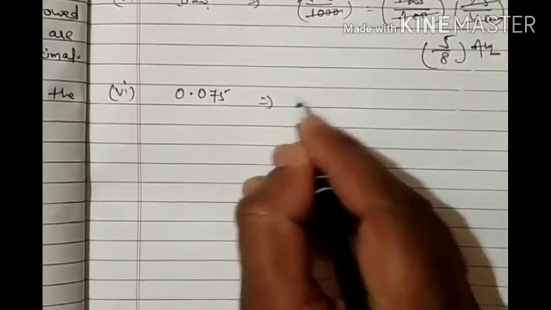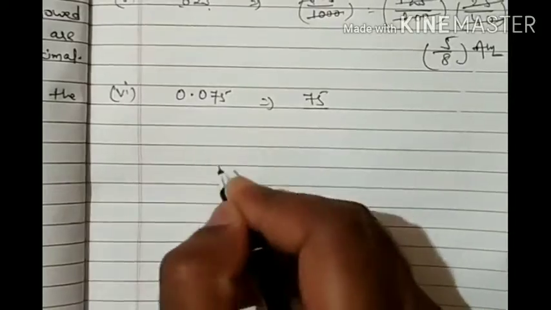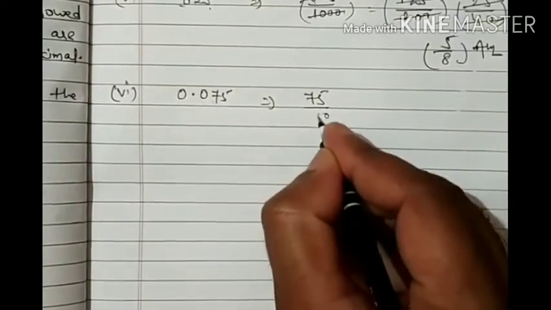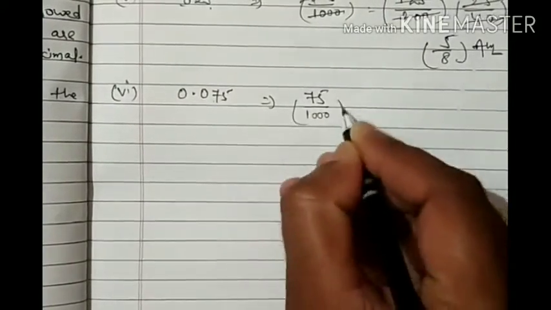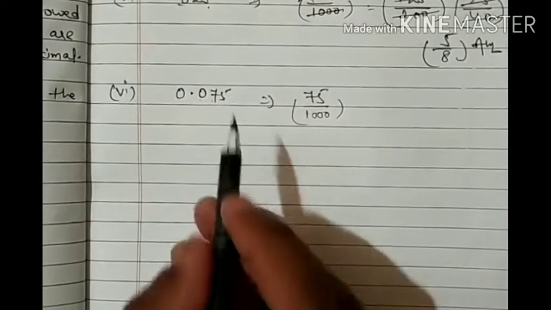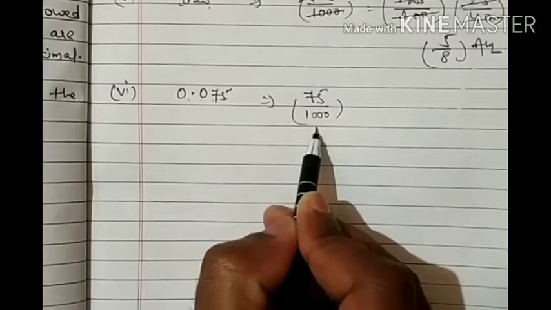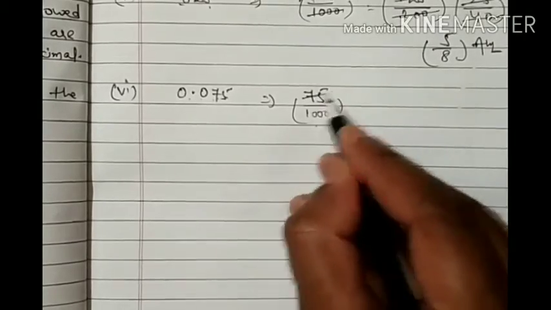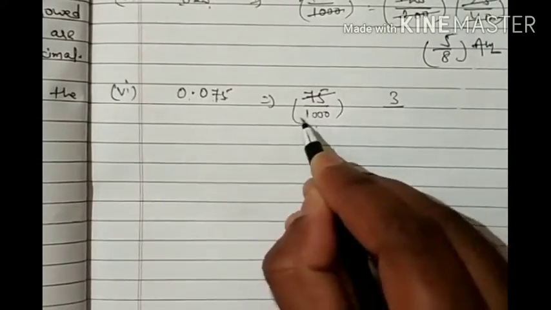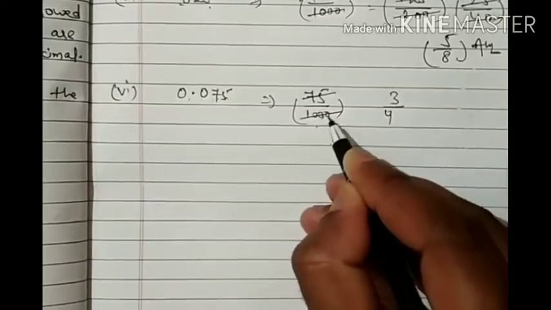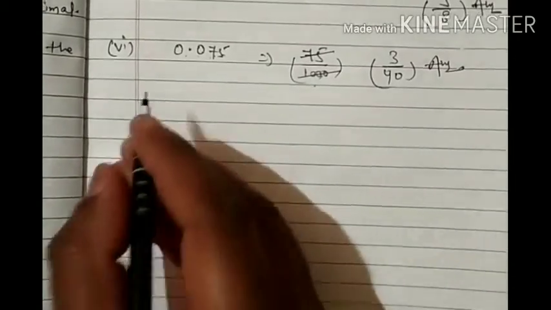I hope you all have solved it. Let's see. 0.075 can be written as 75 by 1 followed by three zeros, 75 by 1000. Ones, tens, hundred, thousand. We can divide it using 25. 25 threes are 75. 25 fours are 100. We are left with 10. What will be the fraction? 3 upon 40.